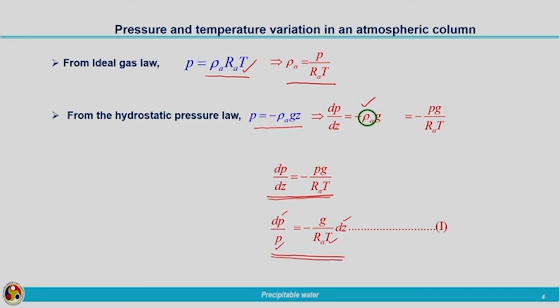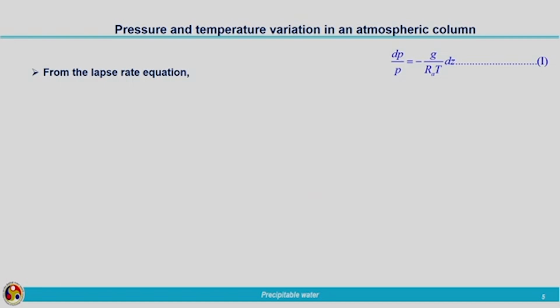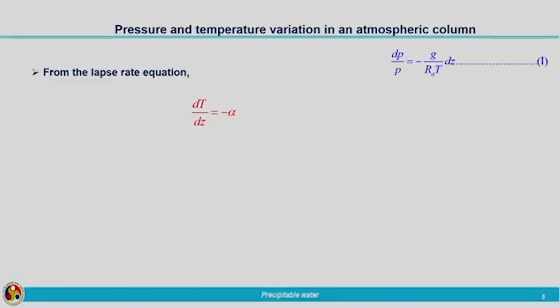Let this equation be equation number 1. From the lapse rate equation, which we have already seen, we will try to find some relationship between z and temperature. So, dT by dz equal to minus alpha, this is the lapse rate equation. What we want actually is dz. So, dz is equal to minus dT by alpha. This dz we will substitute in equation 1.